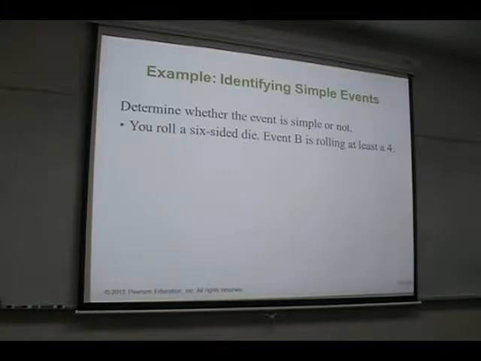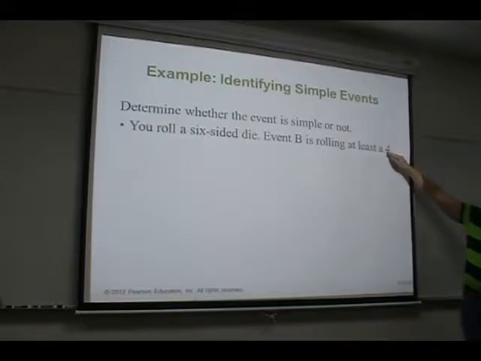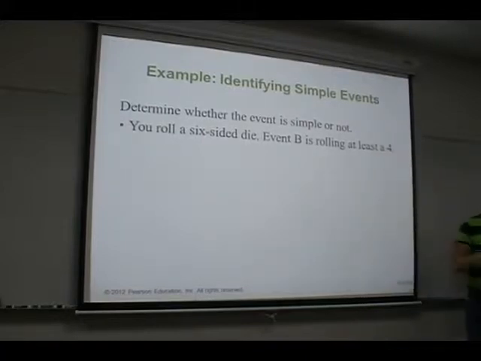Basically, it doesn't really matter if we list all the things out or not. They just want to know, is it simple? Is that one simple? No, because there's more than one thing that's going to make that true. Because notice it said at least a 4. If it says at least a 4, that means 4 works, 5 works, 6 works. That's already 3 different possibilities. Therefore, it's not going to be simple.